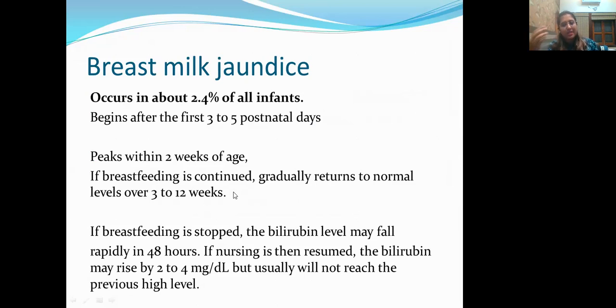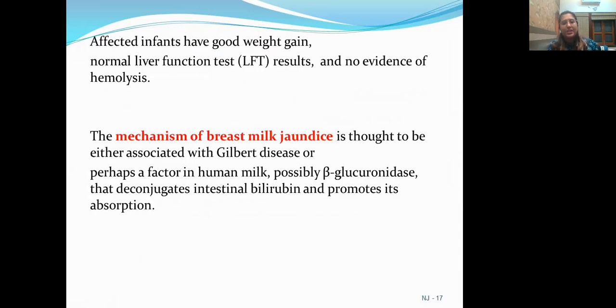And again, when we restart breastfeeding, the bilirubin may rise by 2 to 4 mg per deciliter, but it will definitely not reach the previous high level. So affected infants may have good weight gain, normal liver function test results, and no evidence of hemolysis. The mechanism of breast milk jaundice is thought to be either associated with Gilbert disease or perhaps a factor in human milk, possibly beta-glucuronidase, which increases the enterohepatic circulation.